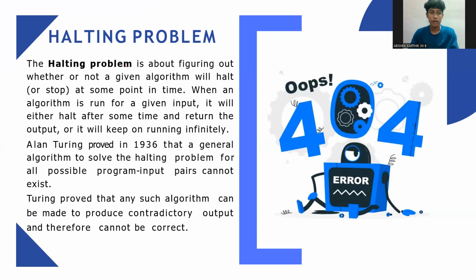And then we have the halting problem. The halting problem is about figuring out whether or not a given algorithm will halt or stop at some point in time. When an algorithm is run for a given input, it will either halt after some time and return the output, or it will keep running infinitely. Alan Turing proved in 1936 that a general algorithm to solve the halting problem for all possible program-input pairs cannot exist. Turing proved that any such algorithm can be made to produce contradictory output and therefore cannot be correct.